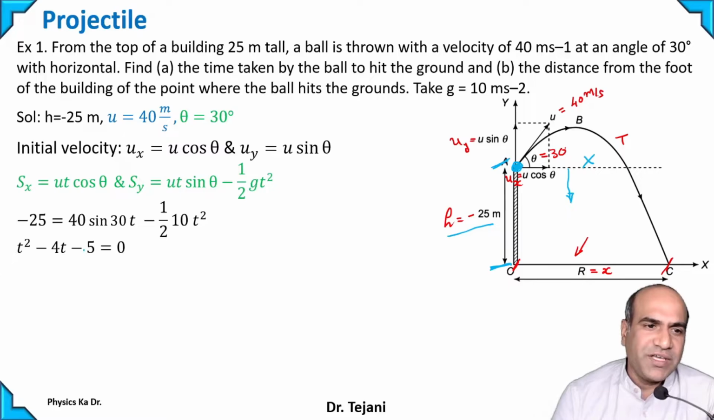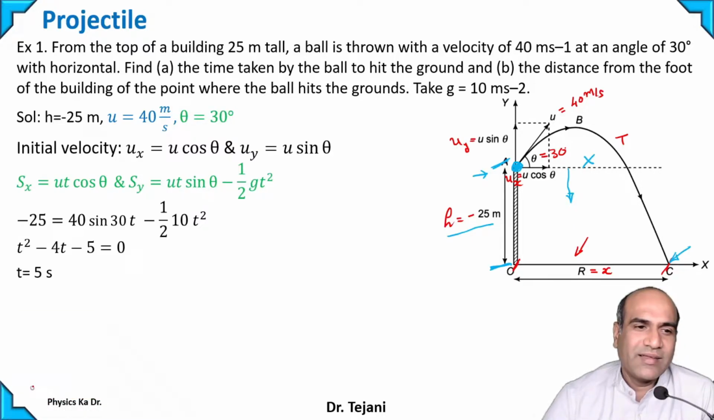Right. So we get the equation t square minus 4t minus 5 is equal to 0. You just solve this equation and you will have t is equal to 5 seconds. That means the time taken for this entire journey, starting from this point until the object falls, or you can say the object strikes the ground 25 meter below. So the total time taken is 5 seconds for the entire journey. So we got the answer for part A, that is the time. So time is equal to 5 seconds.